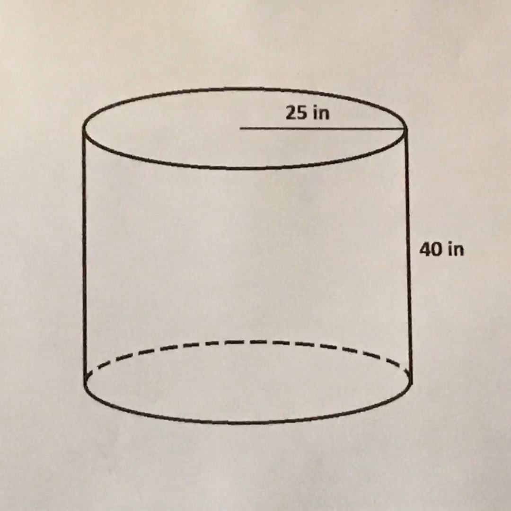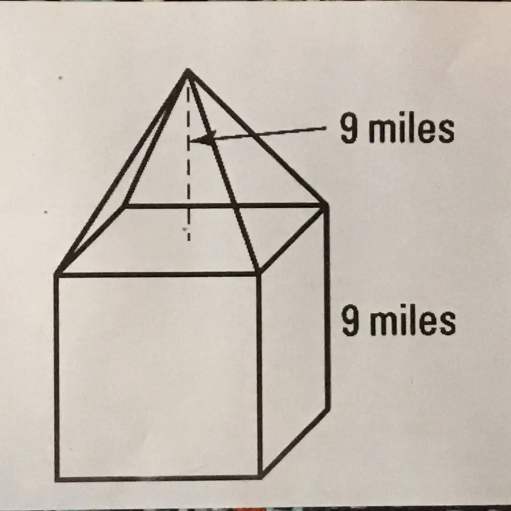This is a cylinder. The formula for a cylinder is volume equals pi times the radius squared times the height. In this case, the radius is 25 and the height is 40. All you have to do now is plug those numbers into the formula to get pi times 25 squared times 40. If you type that into the calculator, you should get 25,000 pi. And to simplify that, the answer will be 78,539.8 inches cubed.